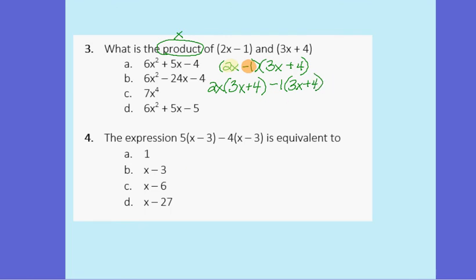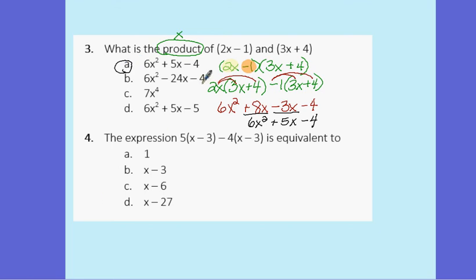Next up, I distribute to break everything out. 2 times 3 is 6. Multiply your coefficients. Keep your base. Add your exponents. Now I have 2x times 4 becomes 8x. A negative 1 times 3x becomes negative 3x. And a negative 1 times 4 is negative 4. Now I look for any like terms. I have two like terms in the middle, one pair, so 6x squared remains. 8x minus 3x is 5x for the middle term, followed by the constant at the end, negative 4. I see choice A is the correct answer.